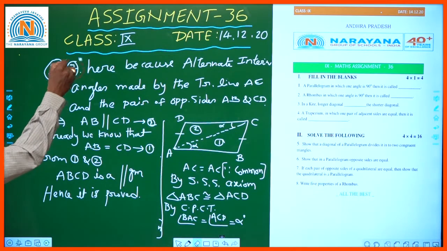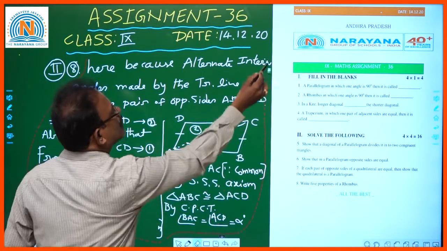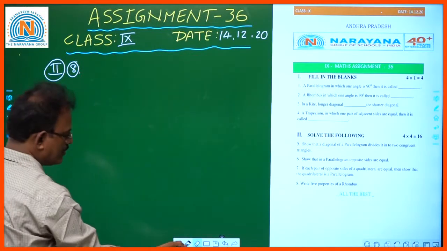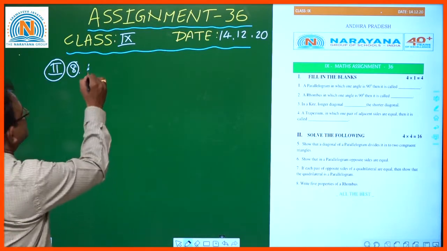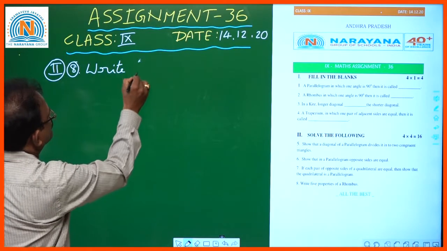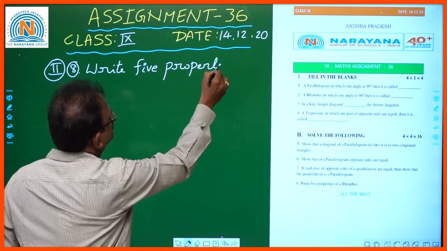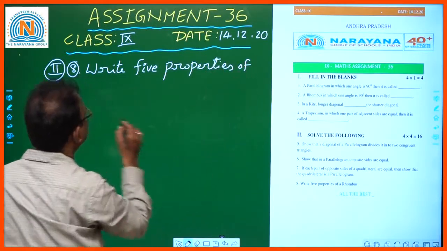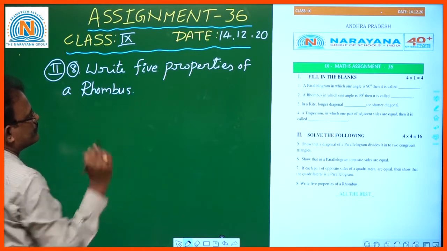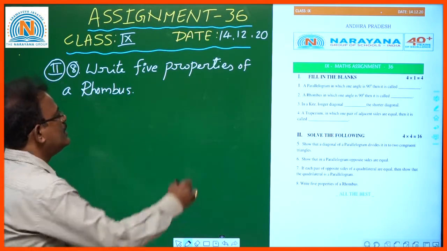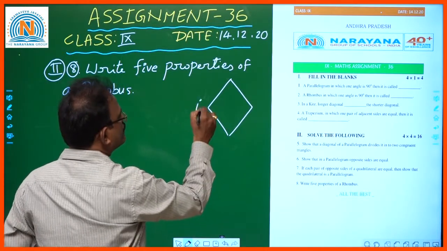So our next question, question number 8. Write 5 properties of a rhombus. Let us take one rough diagram for a rhombus.